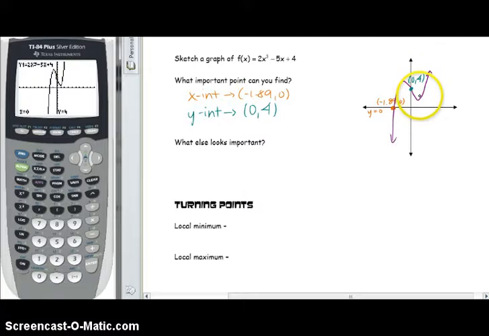Looking at our graph, we have these things here called turning points. That's one of the important things that we can find on our graph. And turning points, as obvious as it is, are where our graph changes direction.